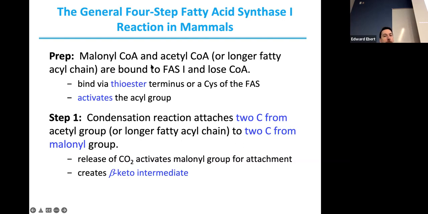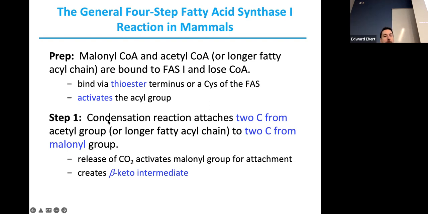For our prep, we get malonyl CoA and an acetyl CoA bound onto our fatty acid synthase 1, and we're going to lose one of those CoAs. They bind through a thioester to one of those sulfhydryl groups, typically a cysteine, and this will activate the acyl group and get it ready for reaction.